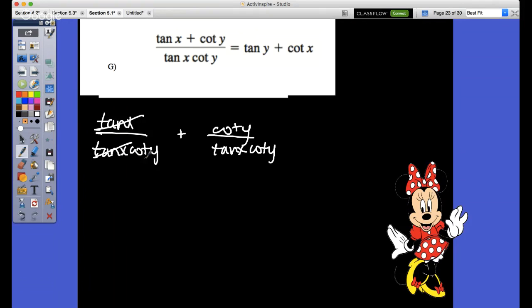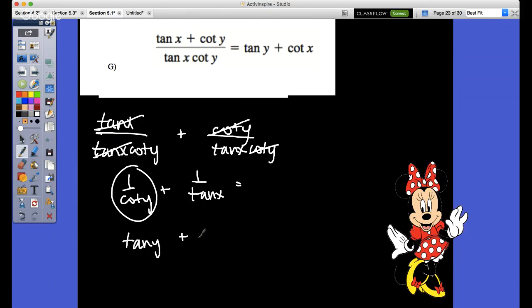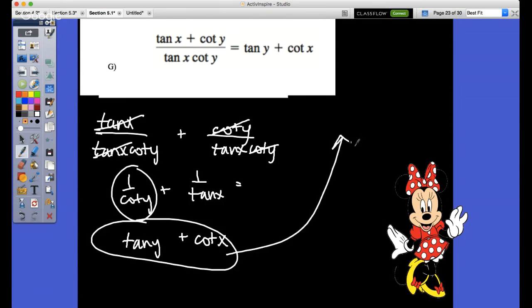These cancel right here. And also the cotangent y's cancel, leaving me with 1 over cotangent y plus 1 over tangent of x. And if I were to simplify, 1 over cotangent of y is tangent of y, and 1 over tangent of x is cotangent of x. And there you are. You matched it up to that right side.